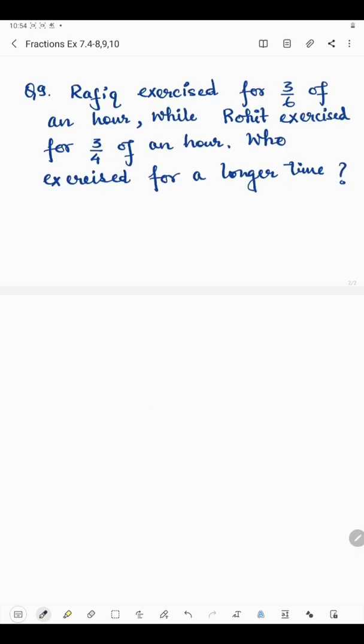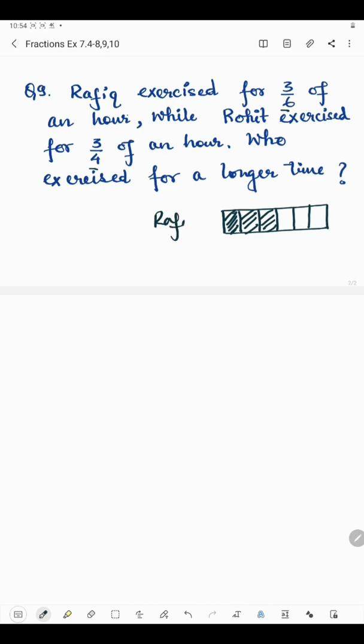Question number 9 says Rafiq exercised for 3 by 6 of an hour while Rohit exercised for 3 by 4 of an hour. Who exercised for a longer time? By seeing the fraction we cannot say who exercised for a longer time, right? So we have to compare these two fractions. Here it is said that Rafiq exercised for 3 by 6 of an hour. Suppose this is 1 hour. Suppose we have divided 1 hour into 6 parts: 1, 2, 3, 4, 5, 6. So out of 6 parts, Rafiq exercised 3 parts.